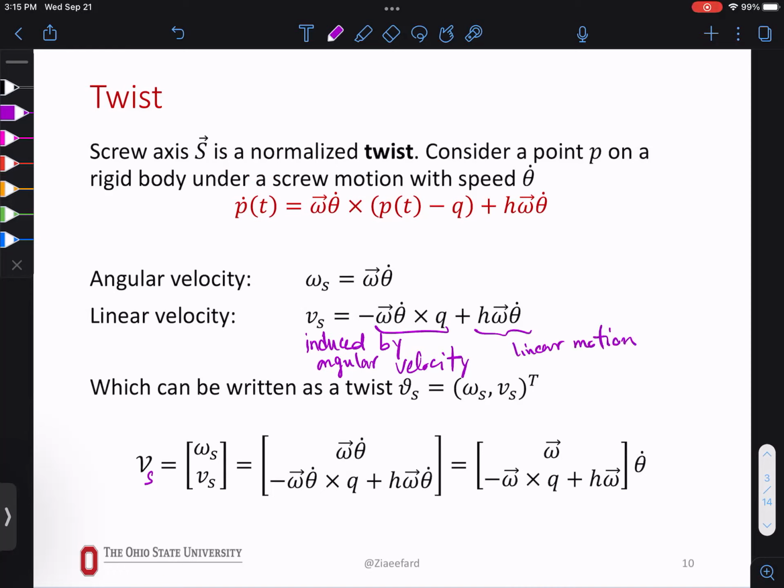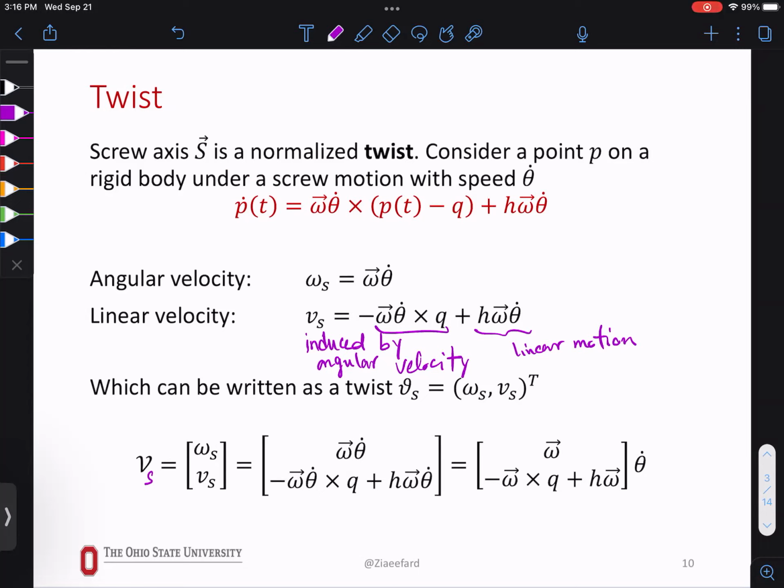Now, you might say, okay, let's think about what if one of our joints was not a rotary joint, it was a prismatic joint? This should still hold. What will happen? What would be your omega s if it was a prismatic joint? Zero, right? Because there's no rotation. In the linear velocity component, which component would be zero? The first one, because it has omega in it.